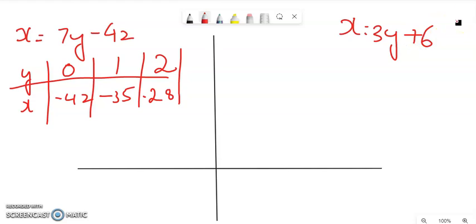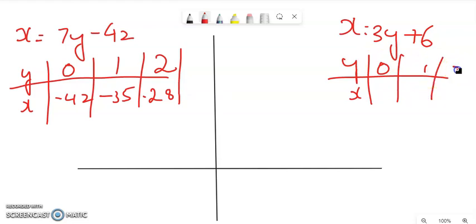So now in the same way, y is my independent variable and x is the dependent variable. So let me replace with the same values, or you can take values of your choice, as y is independent. I am just taking the same 0, 1 and 2. So this will be 6. This will be 3 plus 6 is 9. And this will give me 3 times 2 is 6, 6 plus 6, 12.